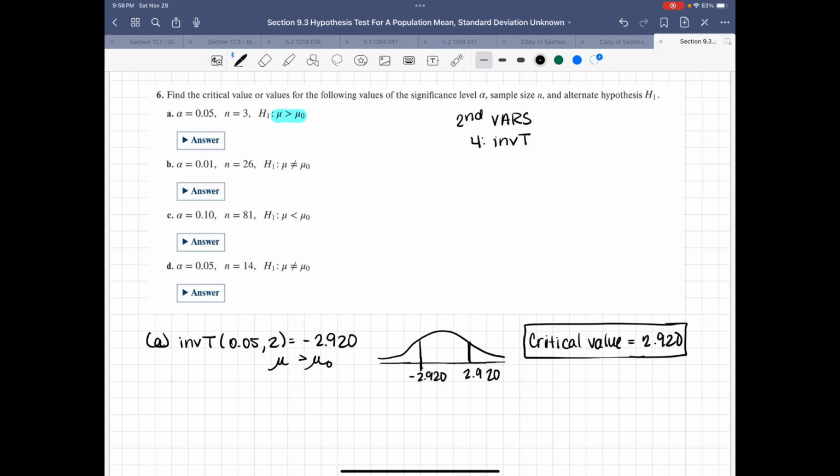Okay, so let's look at B. B says alpha equals 0.01, n equals 26, and this time it's not equal to. So we need two tails. We need both tails, which means we're going to have two critical values. So I've got inverse t. We're looking at 0.01, and my degrees of freedom will be 25 because n is 26.